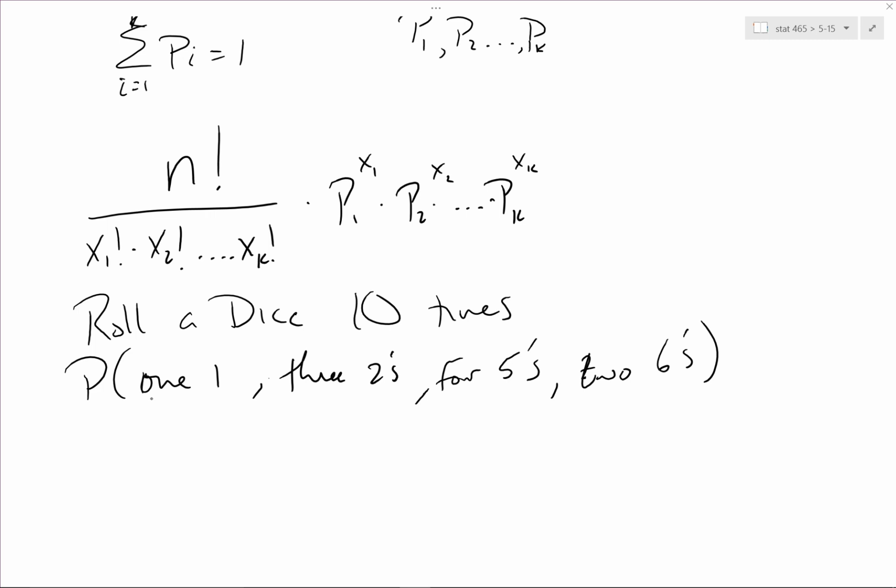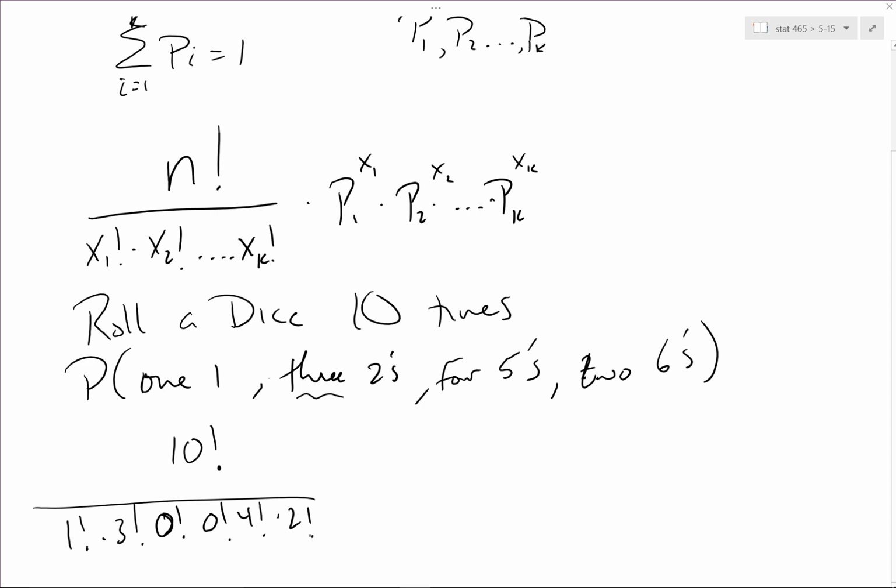So when I do this, it's going to be 10 factorial over, now I got a 1, so 1 factorial. I have three 2s, so 3 factorial. Now you're like, wait, Jay, you skipped the 3s. I did. I had no 3s and no 4s. And I had four 5s, and I had two 6s. Now if you think about this, the numbers down there, 1 plus 3 plus 0 plus 0 plus 4 plus 2, better add up to 10. That's how I always check myself. Make sure those add up to 10, because the sum of the x's is equal to 10.